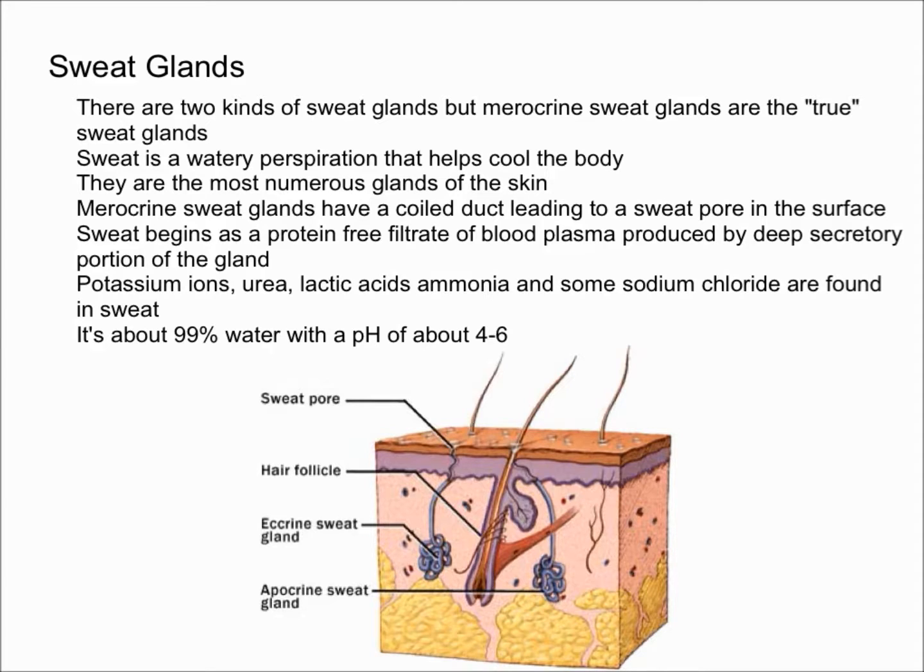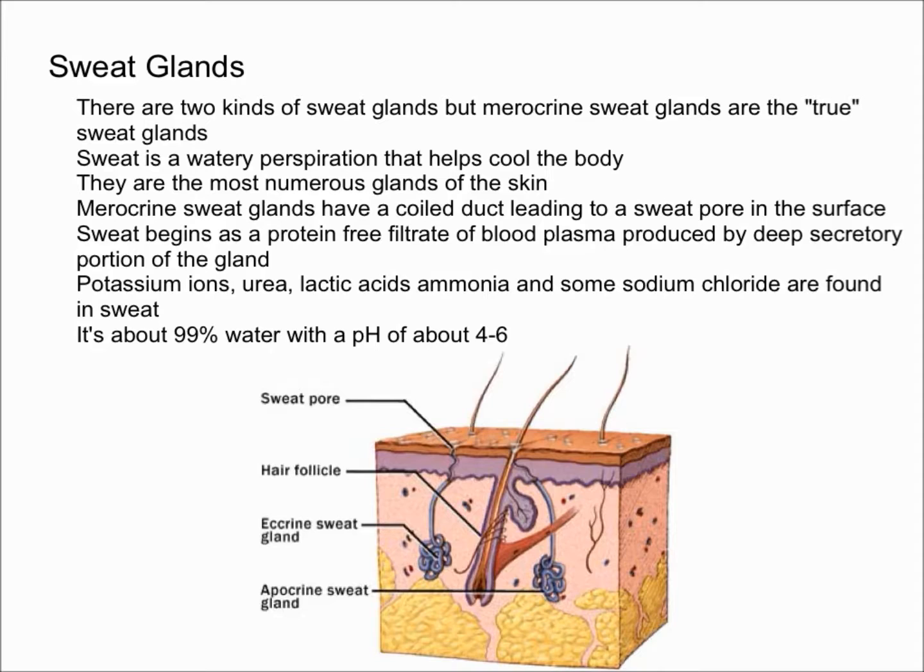forehead. And the anatomy of merocrine sweat glands, they're just simple tubular glands, and they have a coiled duct. So as you can see down there, they have a coiled duct leading to a sweat pore on the surface. And this duct is lined by stratified cuboidal epithelium in the dermis, and then it's lined by keratinocytes in the epidermis. And so now let's talk a little bit about sweat.